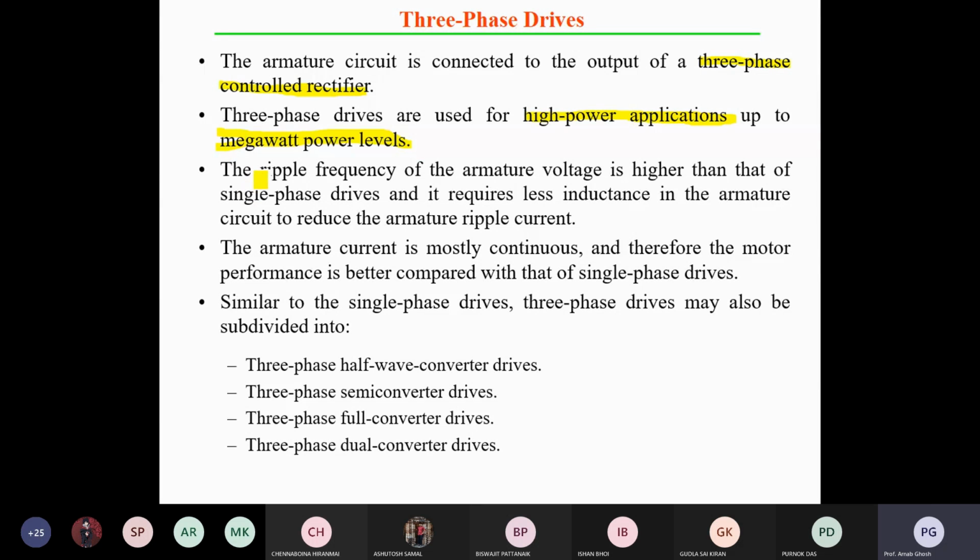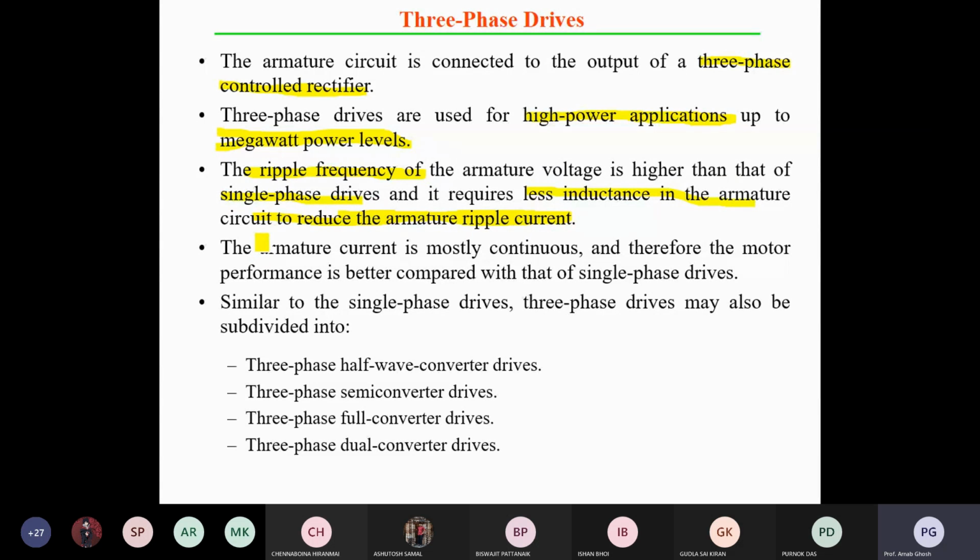The ripple frequency that I am telling you is inherently higher in the case of three phase supply based drives compared to the single phase drive. So inherently the harmonics will be less, and it requires less inductance in the armature circuit to reduce the armature ripple current. Still, in the case of a motor, it is mostly inductive, so automatically the ripple will be mitigated.